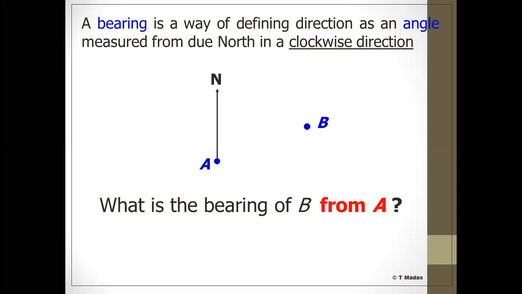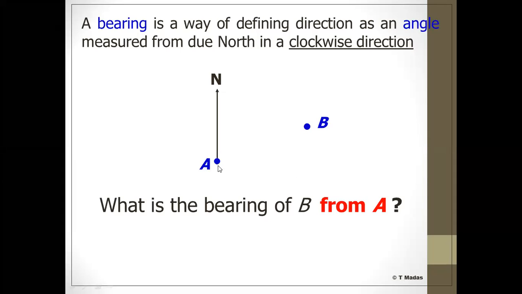In other words, if I am standing at A and I want to go to B, in which direction shall I turn? So, B from A. See the words "from A"? This is very important. Your starting point, the vertex of your protractor, should be placed where? At the point after "from", so the vertex of my protractor should be placed at A.